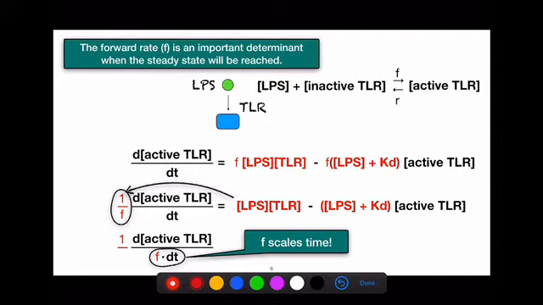Another important concept to consider is the forward rate. This determines the dynamics of the system. If the system has a steady state, it will reach the steady state eventually, but the question is how fast it reaches the steady state. Really fast or slow. This time scale is determined by the forward rate.